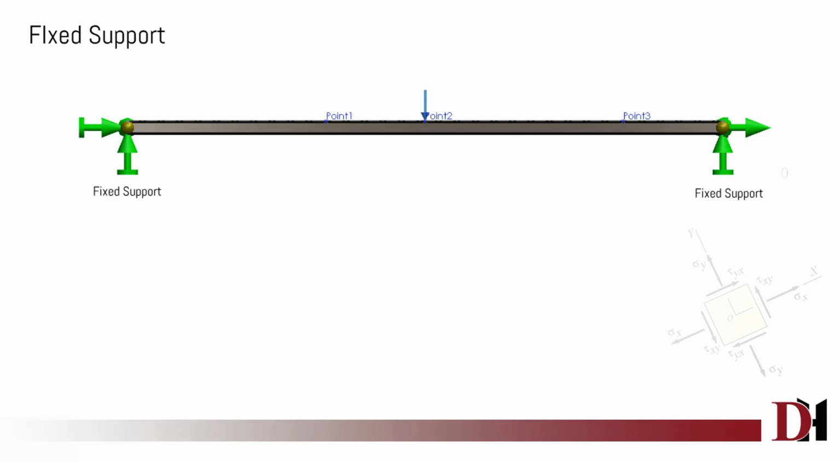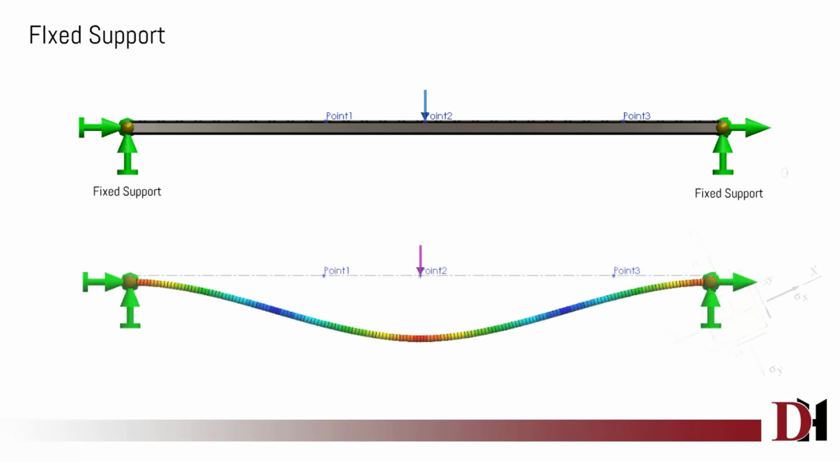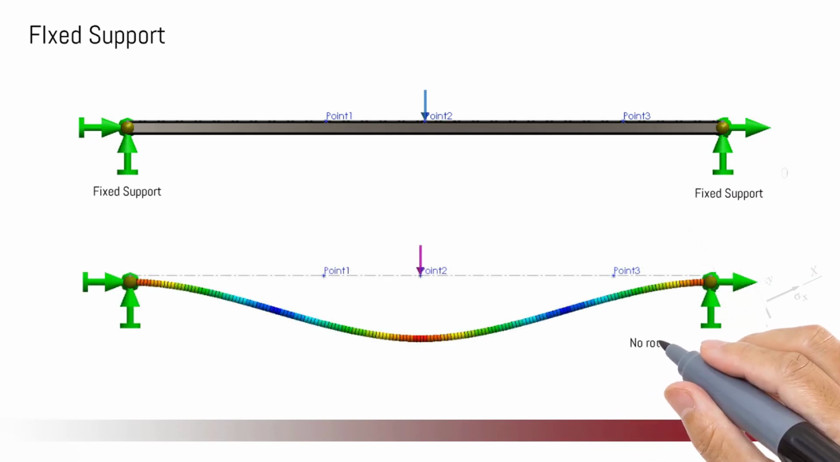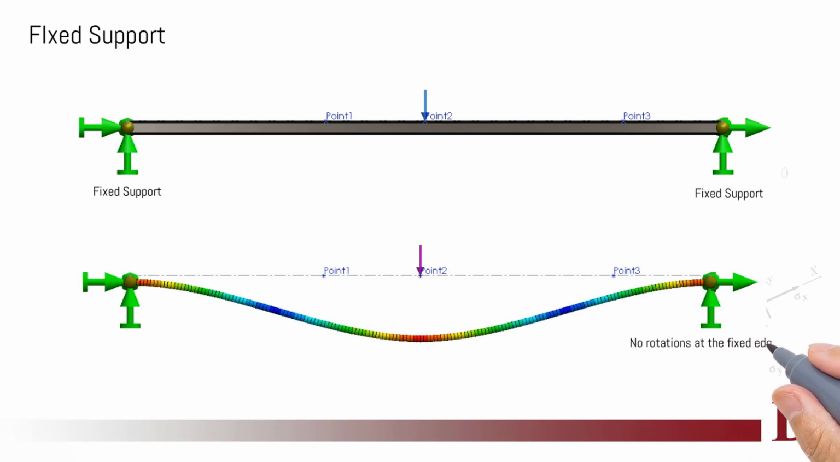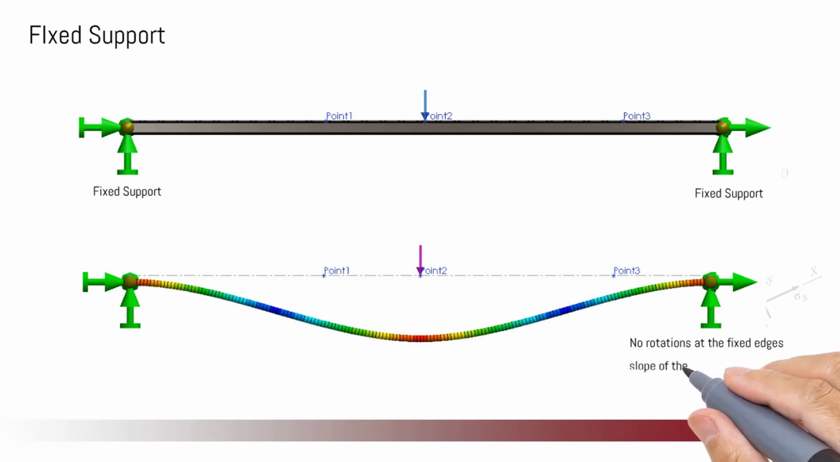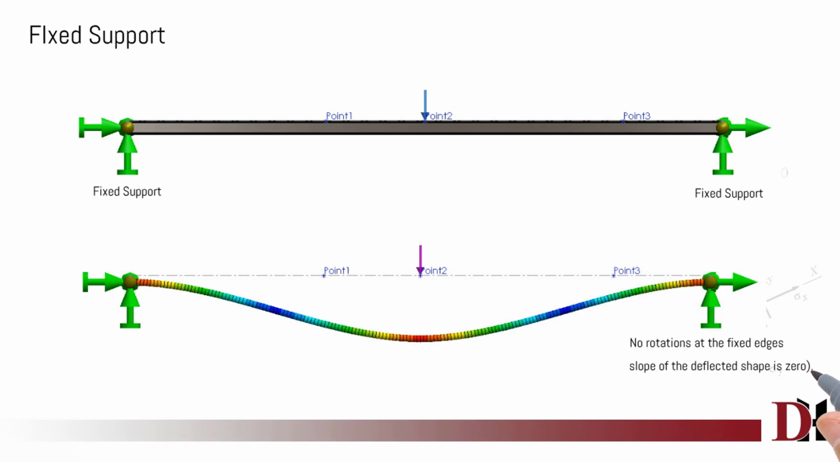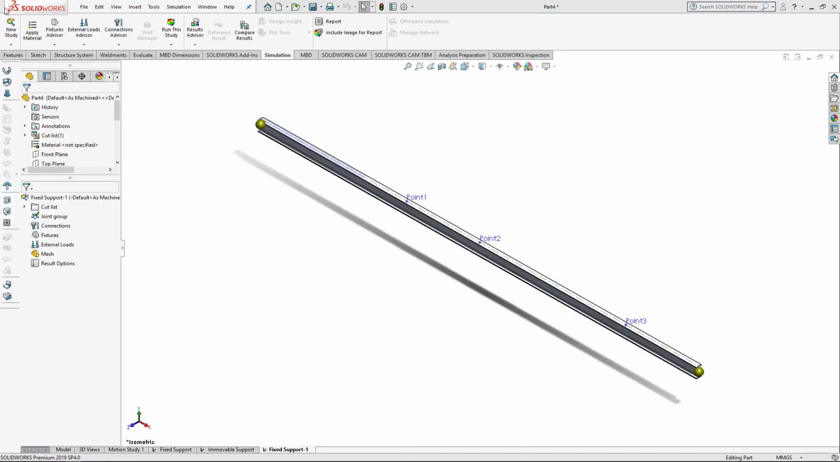In SolidWorks simulation we will see fixed support and its result. First we need to make a weldment model. This is an I-beam, 6 meters long. Then go to SolidWorks add-ins, and click on simulation. Create new study.